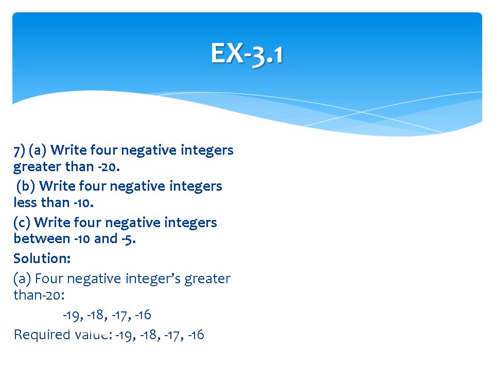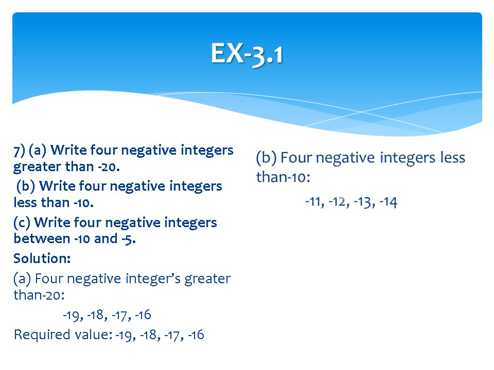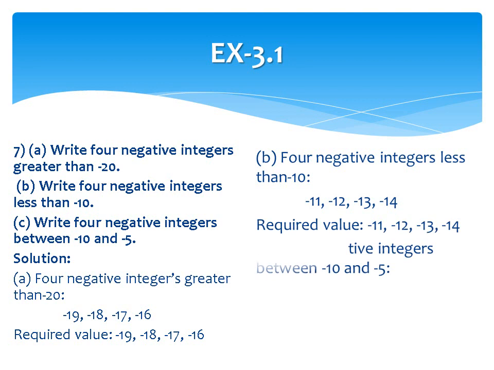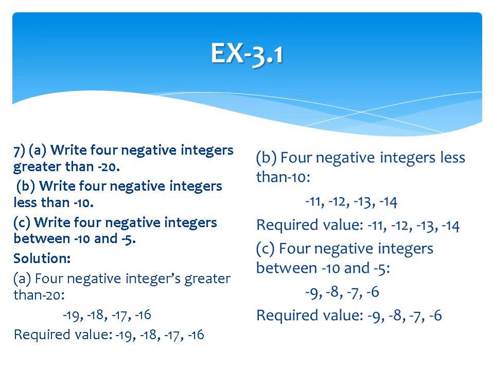The next question is 4 negative integers less than minus 10. You know, less than minus 10, that's why we will go further down. Minus 11, minus 12, minus 13, minus 14. This is the required value. The next question is 4 negative integers between minus 10 and minus 5. So minus 6, minus 7, minus 8, minus 9 are the 4 negative integers between minus 10 and minus 5. This is the required value.